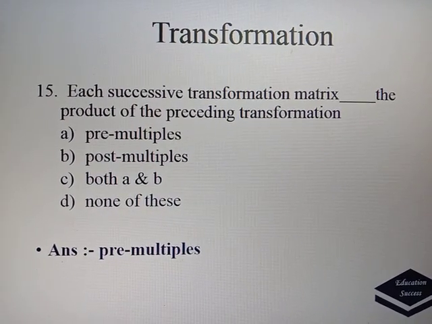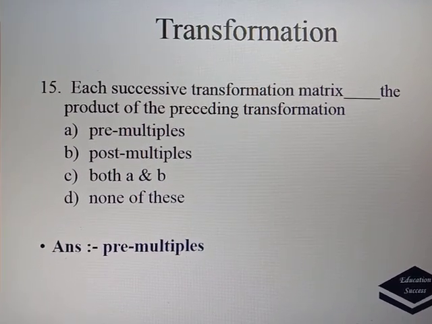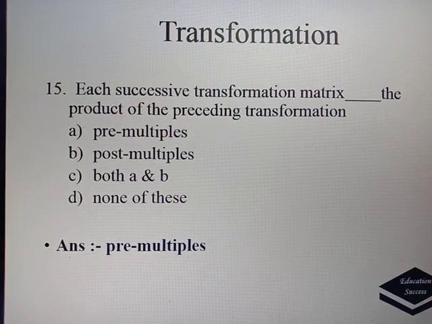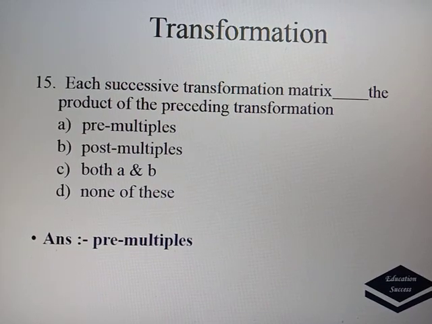Each successive transformation matrix dash the product of the preceding transformation. Pre-multiplies, post-multiplies, both A and B, none of the above. The correct option is pre-multiplies.